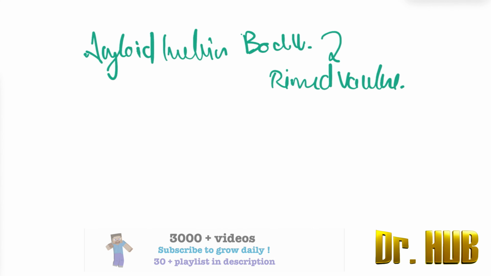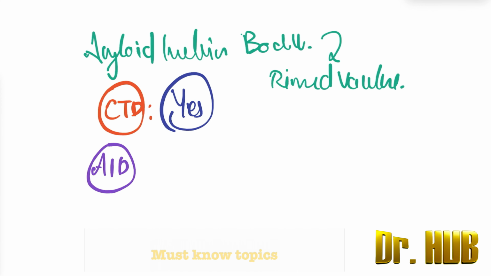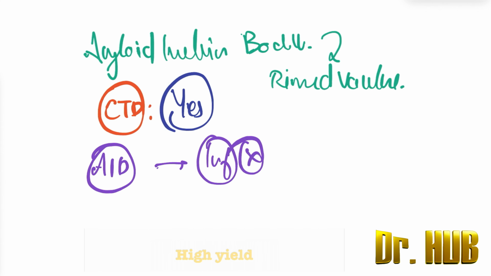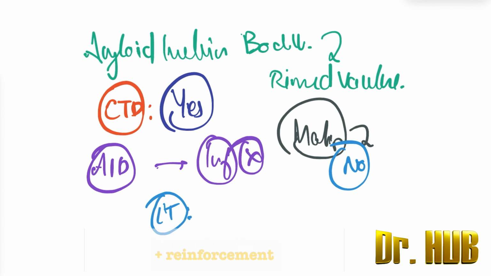Next, we will look at the association with connective tissue disease. The answer here is yes, there is association with connective tissue disease. And what about the association with other autoimmune diseases? The answer here is it is infrequent. What about malignancy? The answer here is no, no malignancy is associated. What about the immunotherapy? The answer is that it is resistant.